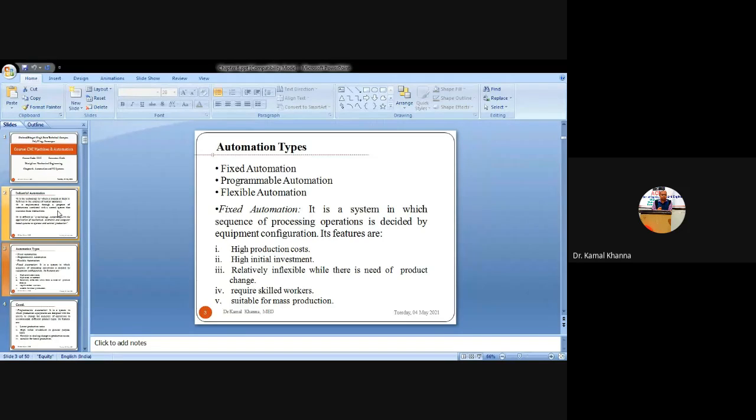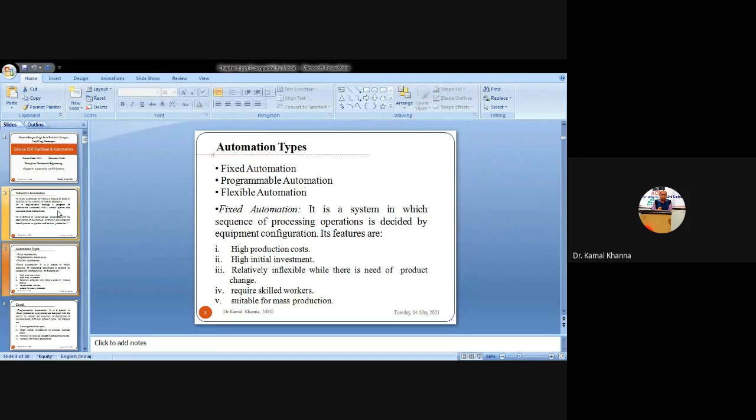What is mass production? That is, you are producing similar kinds of products in bulk quantity, that is called mass production. That is, you are producing a similar kind of pen in large or bulk quantity, that is called mass production. There is no chance of modification or alteration in the case of fixed automation.